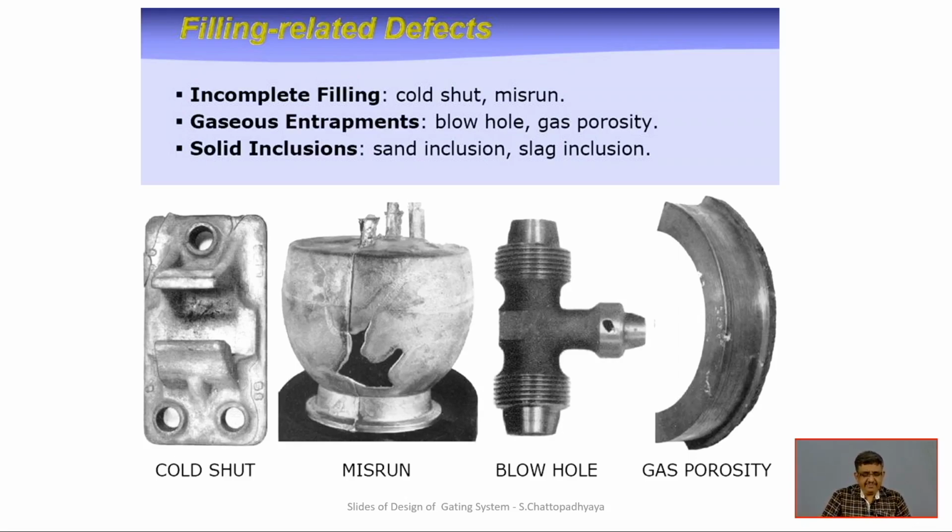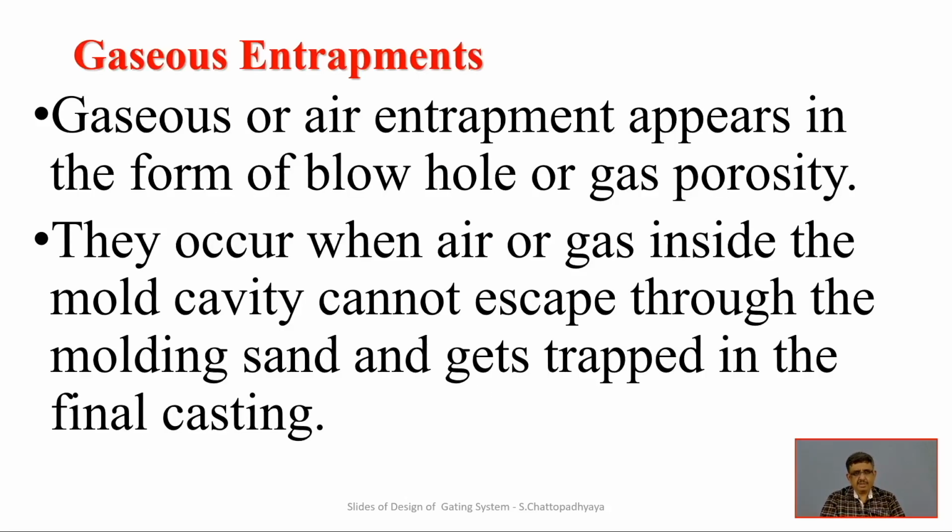Then filling related defects, a very good representation. The left one is cold shut, misrun, blowholes, gas entrapment and gas porosity. Gases are entrapped and not properly vented, so they remain there and create those defects. So gaseous entrapments are also a very big concern for casting. Air entrapment appears in the form of blowholes. They stay there, and whenever they are relieved, they will make a mark. They will put their stress there.